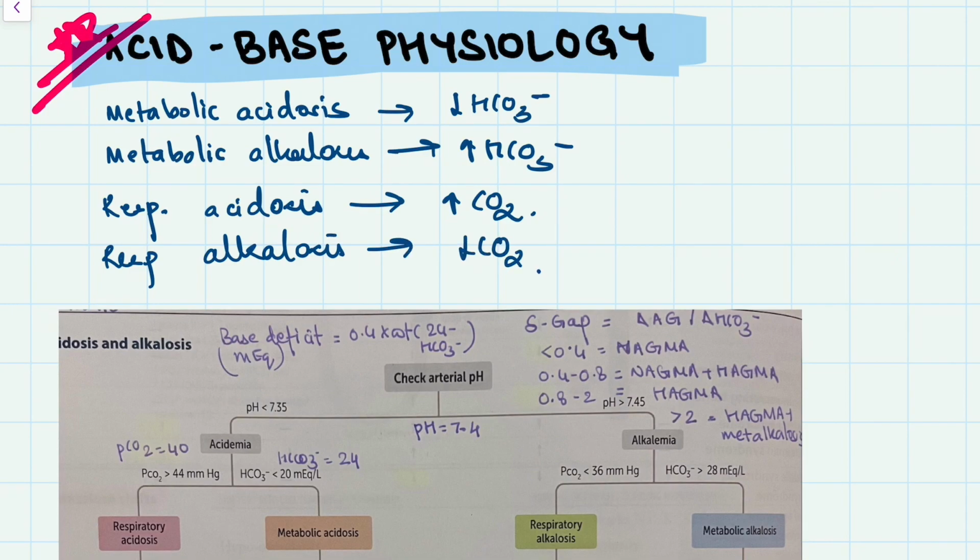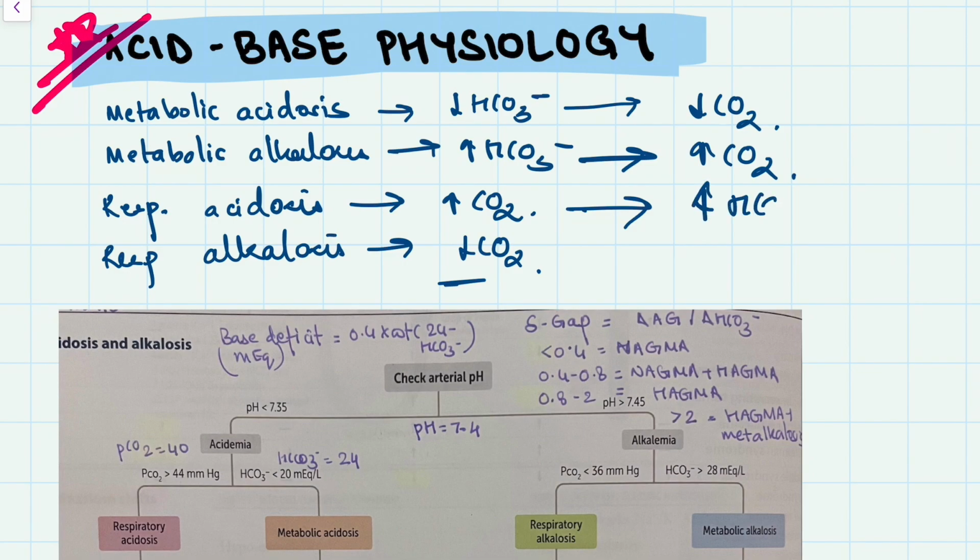Right, so for metabolic disorders, the compensation would be respiratory, and for respiratory disorders, the compensation is metabolic. So metabolic acidosis is compensated by respiratory alkalosis, which is a decrease in CO2, and metabolic alkalosis is compensated by respiratory acidosis, which is an increase in CO2. Then respiratory acidosis is compensated by metabolic alkalosis, which is an increase in bicarbonate, and respiratory alkalosis is compensated by metabolic acidosis, which is a decrease in bicarbonate.